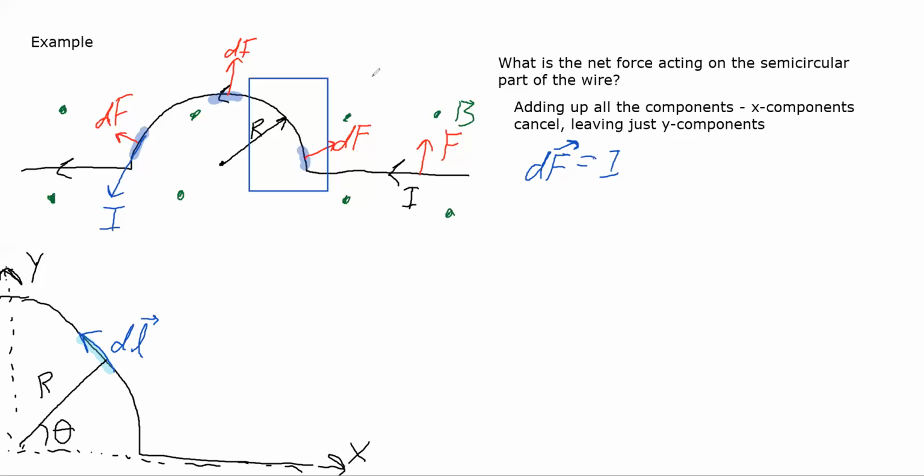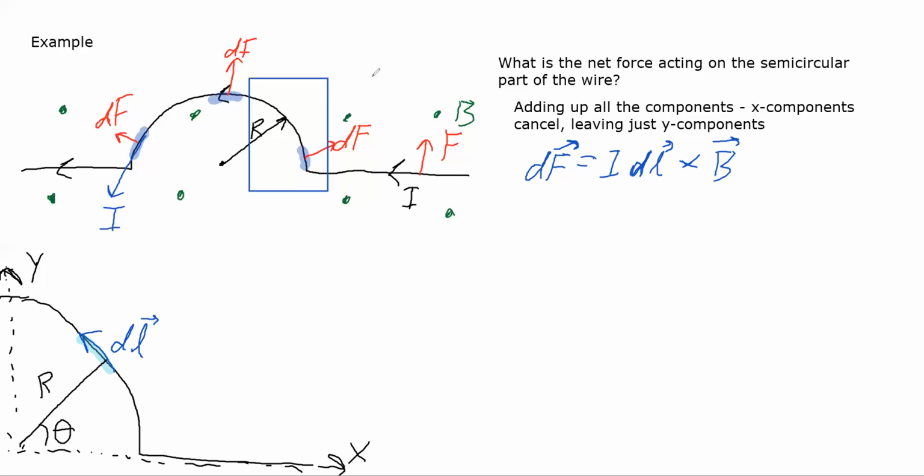I dl cross product B. Okay, that's my equation for a force on a wire. The DF and the DL just mean that we're looking at a small segment of wire, giving us a small amount of force, right?